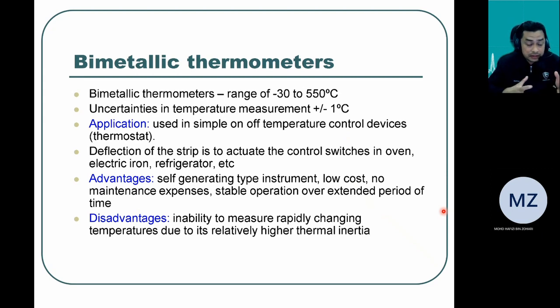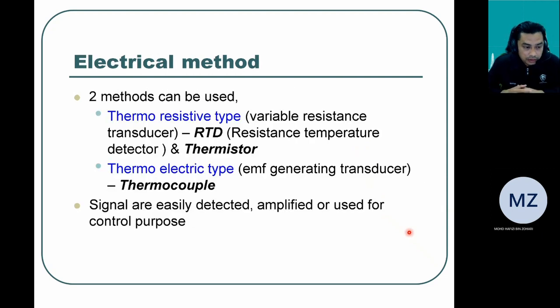All right, so that's the advantage and disadvantage of the bimetallic sensor. If we look at liquid thermometers, they also have advantages and disadvantages. You compare both, so then you can decide which one is appropriate for your application. Okay, that one is for the non-electrical method. Now we look at the electrical methods.